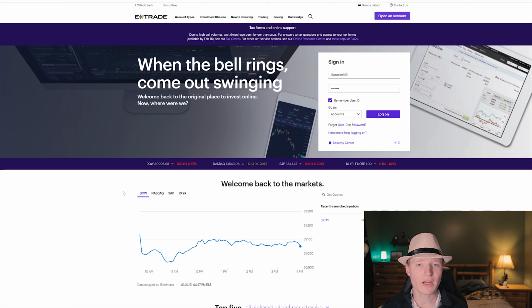Etrade made some changes to their site a few months ago, and I want to make a video on how you can buy and sell securities on the new updated site. So if you already have an account with Etrade, you can just go ahead and log on. If not, you will have to click open an account. I'm going to go ahead and hit log on.